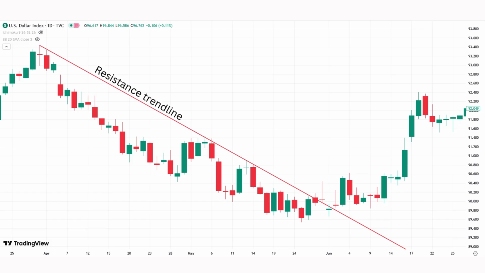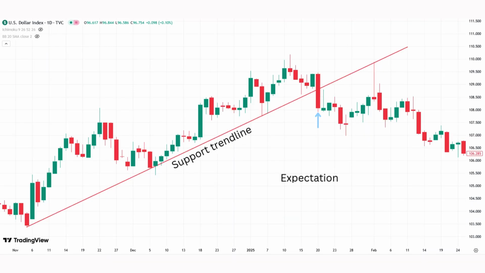If resistance trend line is broken, price is expected to go higher. If support trend line is broken, price is expected to go lower.